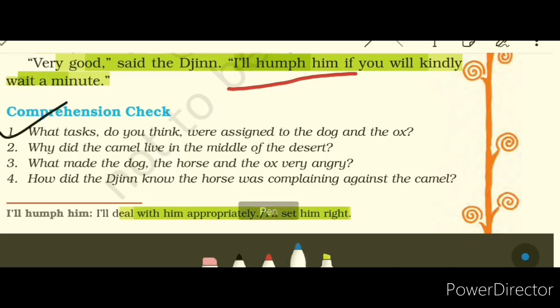The second question says, why did the camel live in the middle of the desert? Why did he live in the middle of the desert, class? Obvious answers. Then, what made the dog, the horse and the ox very angry? This also has an obvious answer: the camel not working, isn't it? Fourth, how did the jinn know the horse was complaining against the camel? Very simple. The jinn was mentioning one popular word. Which word is it? We have discussed it plenty of times, so we're not talking about that now.